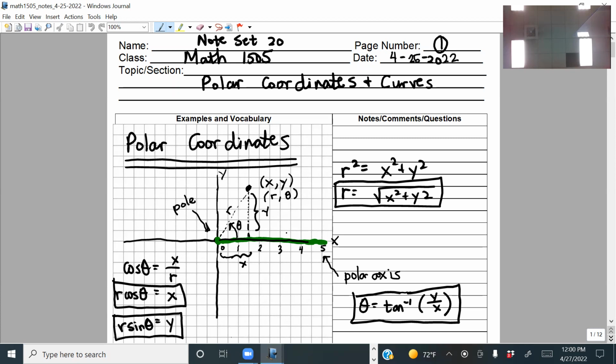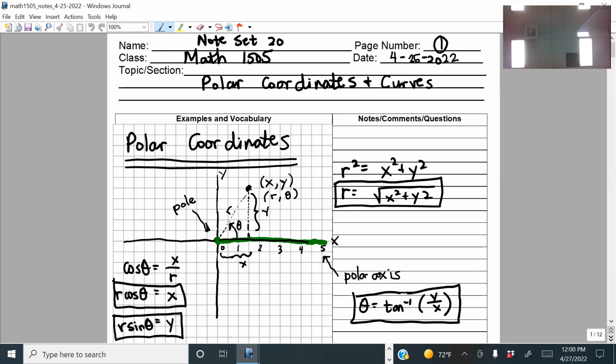So think about it. If you know these two pieces of information, the distance a point is away from the pole, and the angle formed between that point and the polar axis, then you can figure out where the point is located, right? Okay. So again, in polar coordinates, it requires two pieces of information to locate this point.